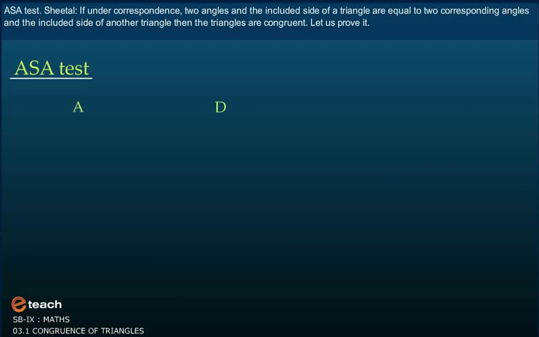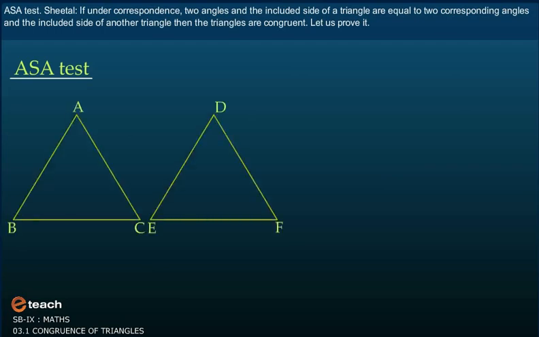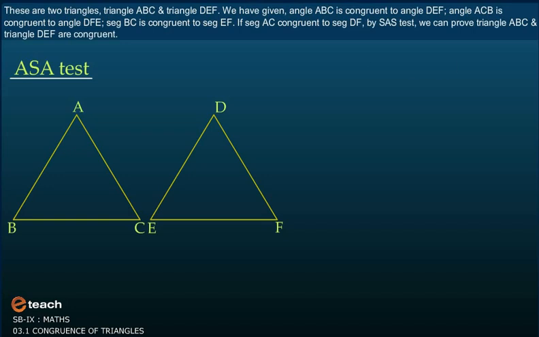ASA test. Sheetal says, if under a correspondence, two angles and the included side of a triangle are equal to two corresponding angles and the included side of another triangle, then the triangles are congruent. Let us prove it. These are two triangles, triangle ABC and triangle DEF.